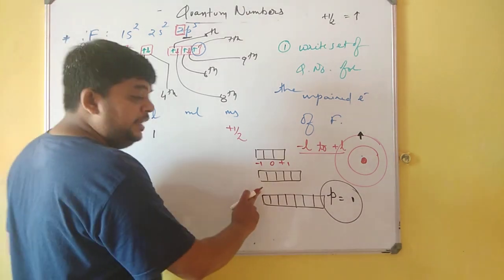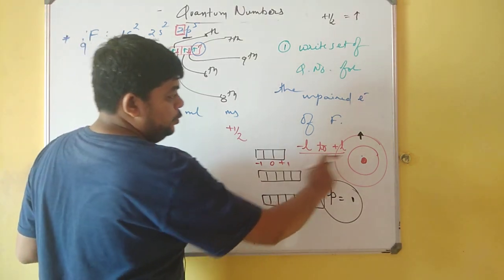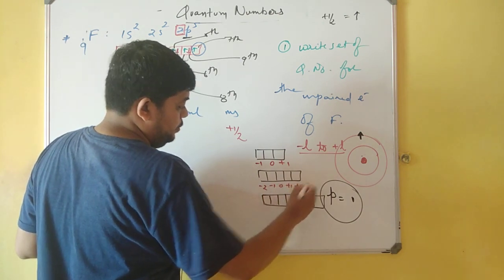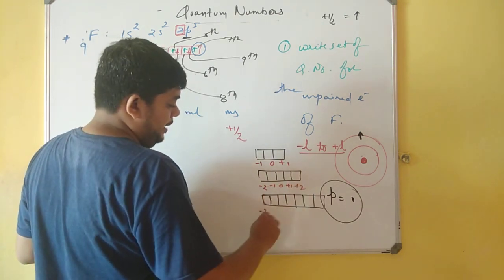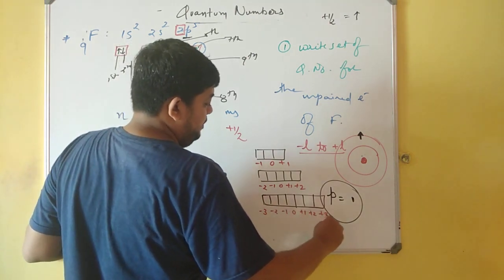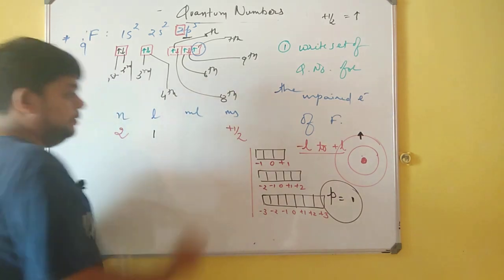Similarly, while coming to d, it is minus 2 to plus 2. So it will be minus 2, minus 1, 0, plus 1 and plus 2. And coming to f, it will be minus 3, minus 2, minus 1, 0, plus 1, plus 2 and plus 3. So this is the way it works, friends.